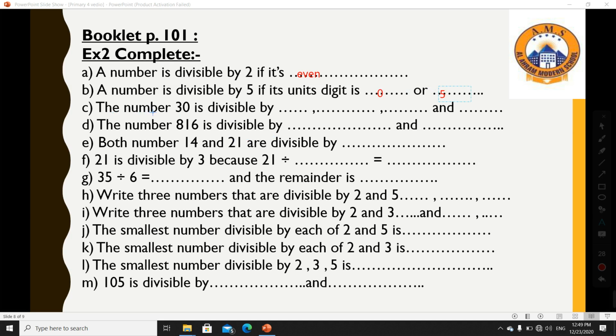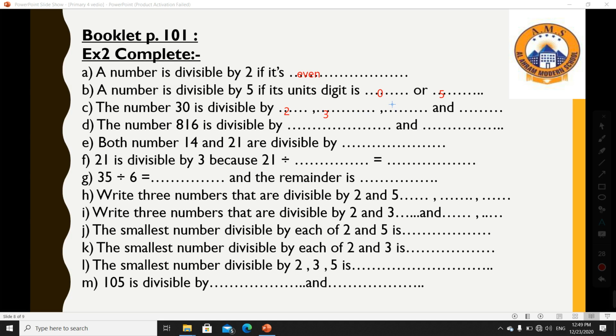Super. The number 30 is divisible by, let's check. First, is it an even number? Yes or no? Yes, it's even, so it's divisible by 2. Let's add the digits together. 3 plus 0 is 3. 3 is divisible by 3, so that means that 30 is divisible by 3.